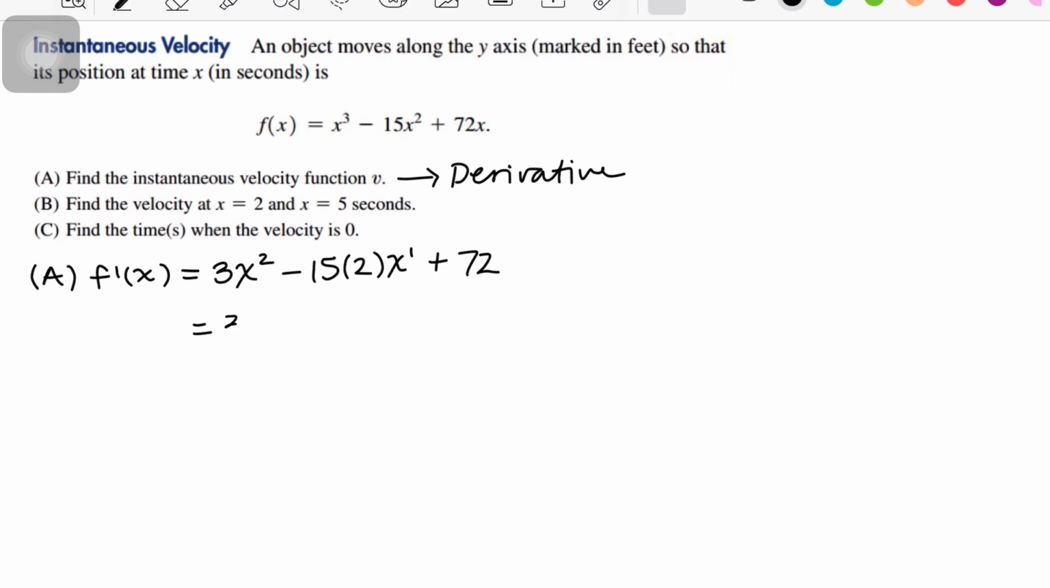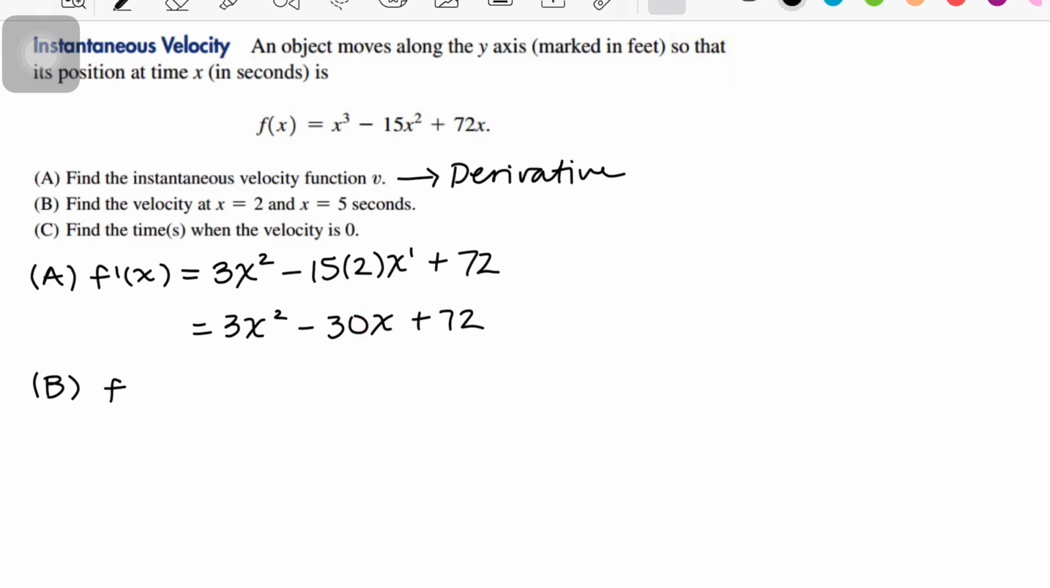And then fully simplifying, we get 3x squared minus 30x plus 72. All right, so that is our instantaneous velocity. Then for part B, we want to find the velocity at 2 seconds and again at 5 seconds. So all this means is that we're going to plug in these x values into our derivative.